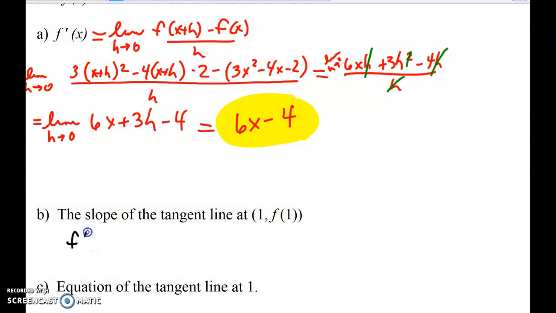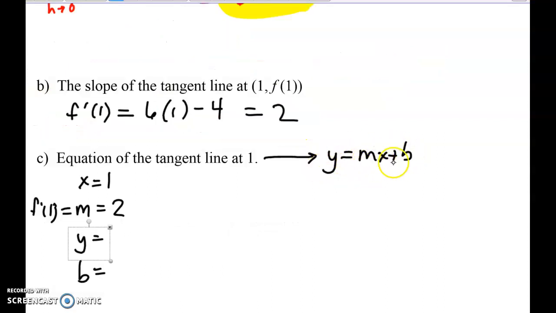Okay, well, f prime of 1 means that we take f prime here and we stick a 1 in for x, and we find that the slope of the line tangent at 1 is going to be equal to 2. Okay? And we can also find the equation of the tangent line at 1 simply by using the slope-intercept form, y equals mx plus b.